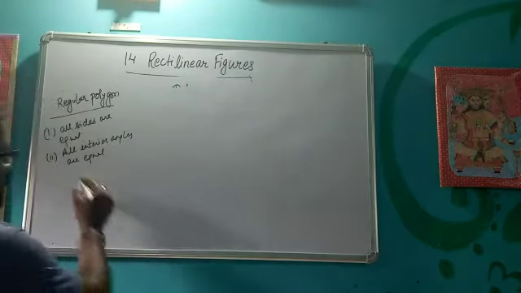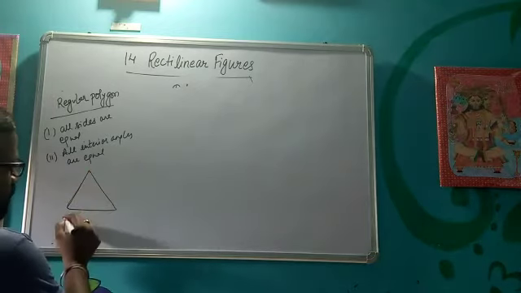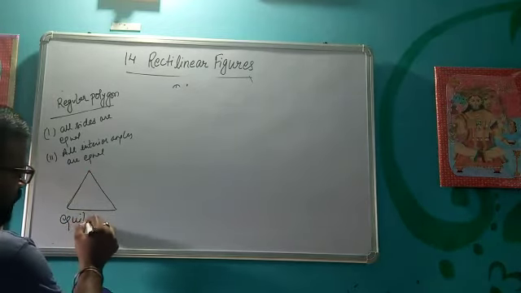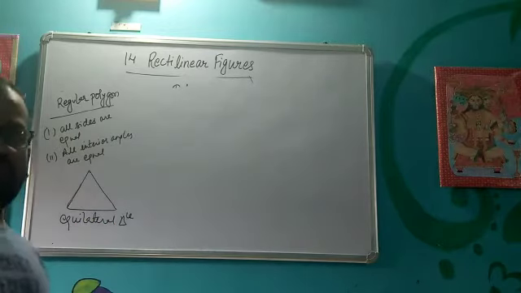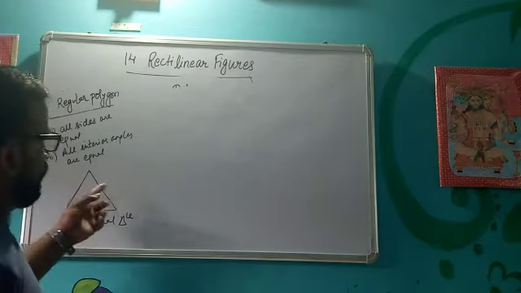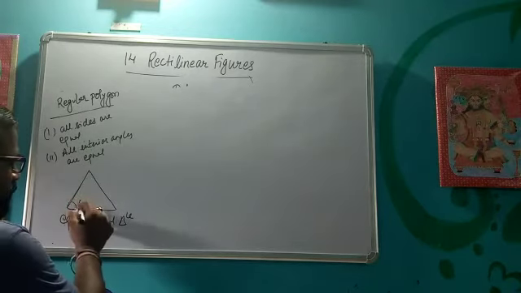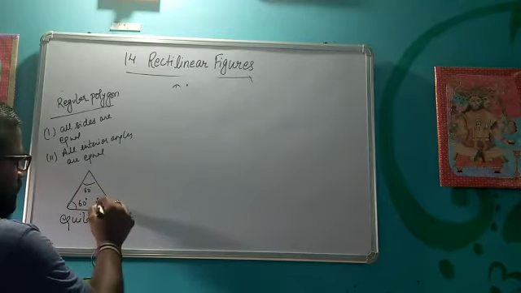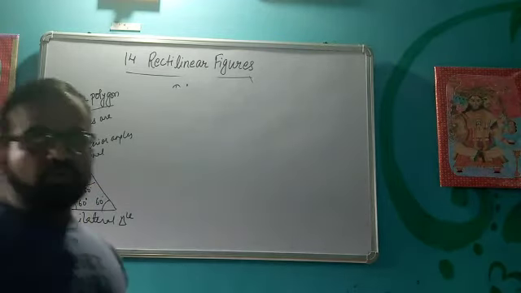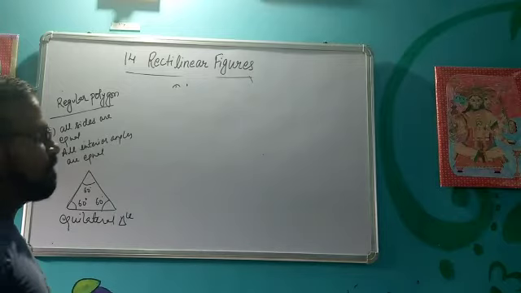For example, an equilateral triangle. If I take an equilateral triangle, it is a regular polygon because all the sides are equal, as well as all the internal angles are equal to 60 degrees. Similarly, a square is also a regular polygon in which all the sides are equal and all the internal angles are equal to each other.